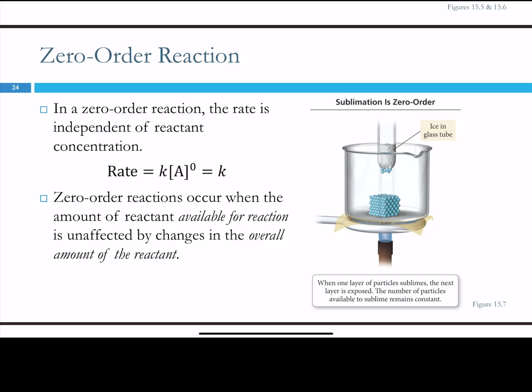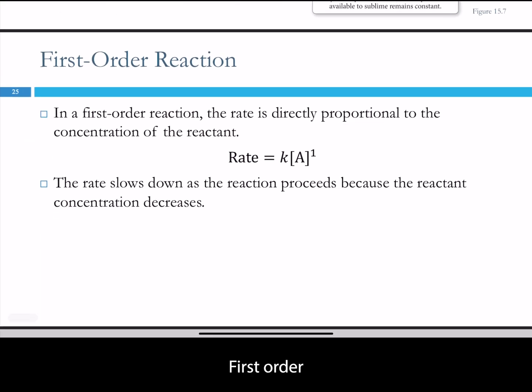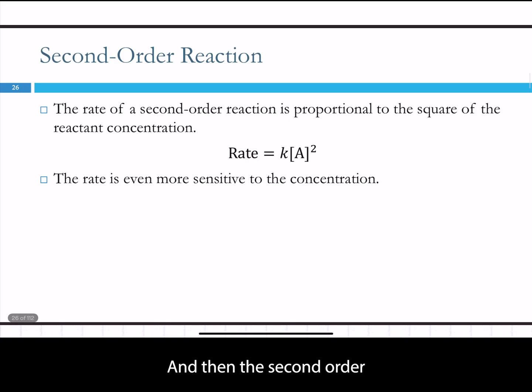I like radioactive decay better. First order is where the rate is directly proportional to the concentration of the reactant. So again, it's 1 to 1. The exponent here is 1, so this concentration times the rate constant gives you the overall rate. And then the second order is proportional to the square. We're taking the concentration and squaring it. So that concentration has an even bigger effect on the overall rate.